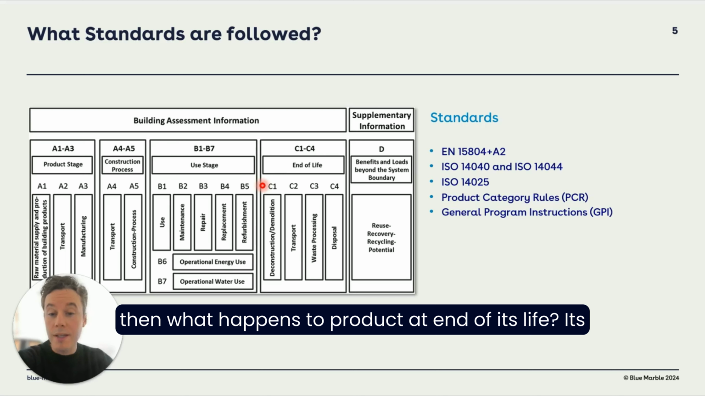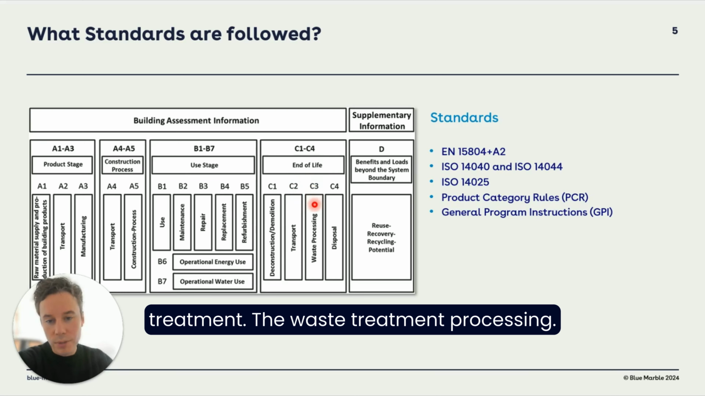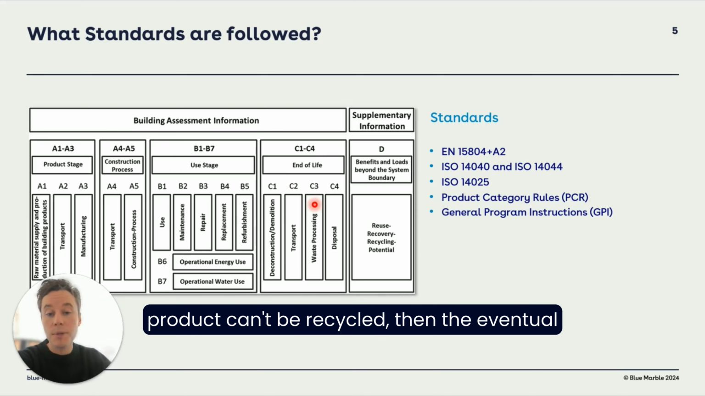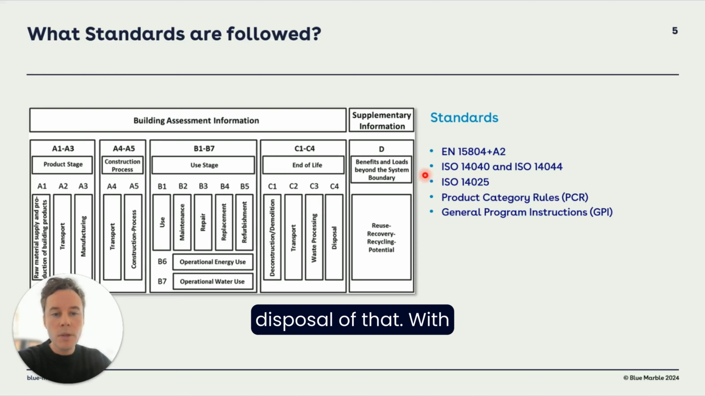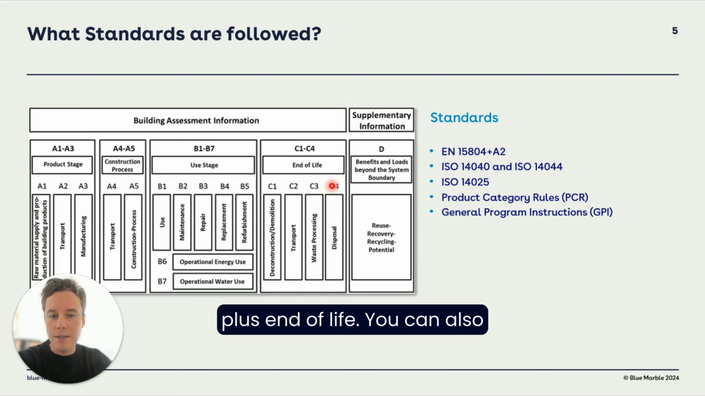And then what happens to the product at the end of its life? It's removal from the building, it's transportation to waste treatment, the waste treatment processing, so the recycling activities, and then if a percentage of the product can't be recycled, then the eventual disposal of that. With EN 15804+A2, the minimum you need to consider is cradle to gate plus end of life.